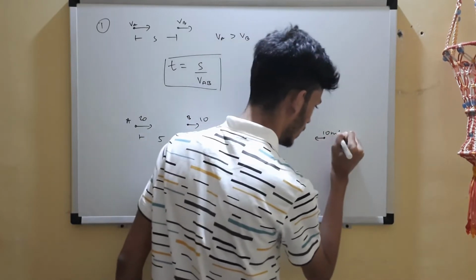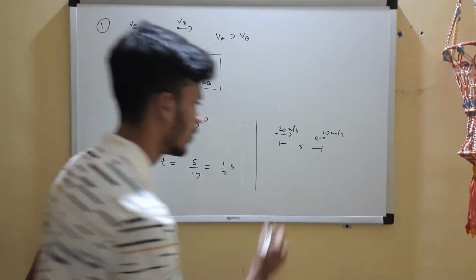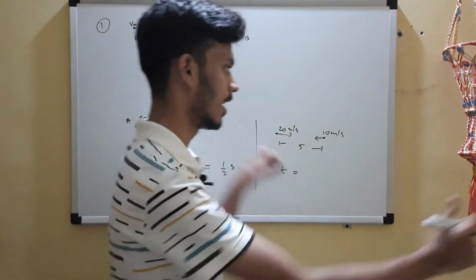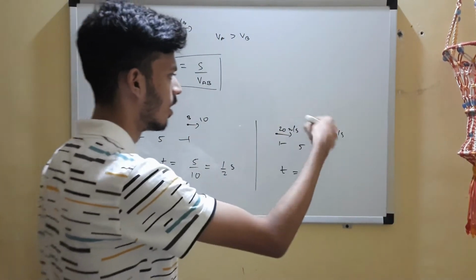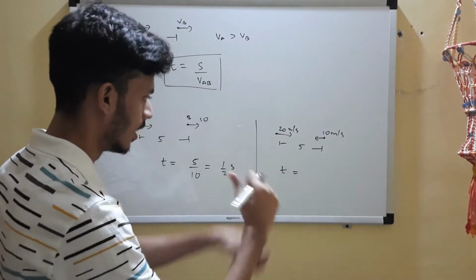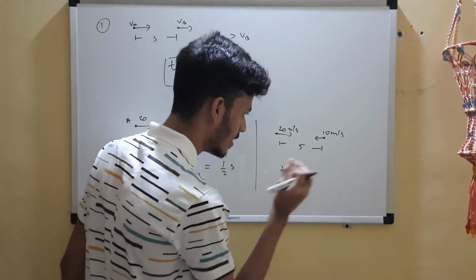Now again, we can have a problem like 20 and 10 in the opposite direction, meters per second of course. This is 5 meters. Now you ask for the time. In this case, va and vb do not really matter, right? They are approaching towards each other, so any of them can be greater. Even b can be 20 and this can be 10. They are approaching each other, they will meet, of course.